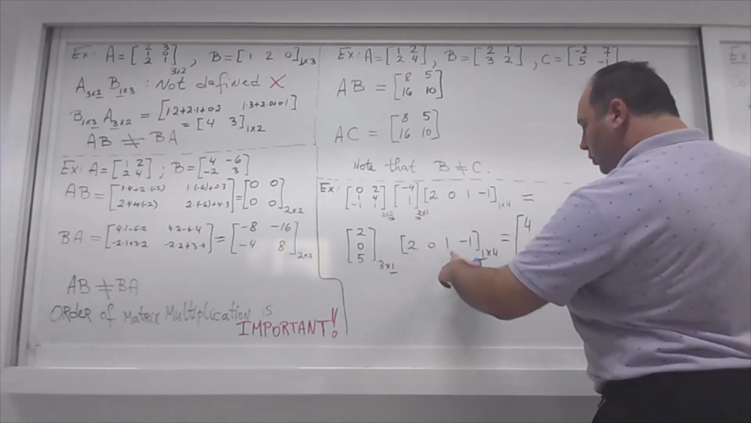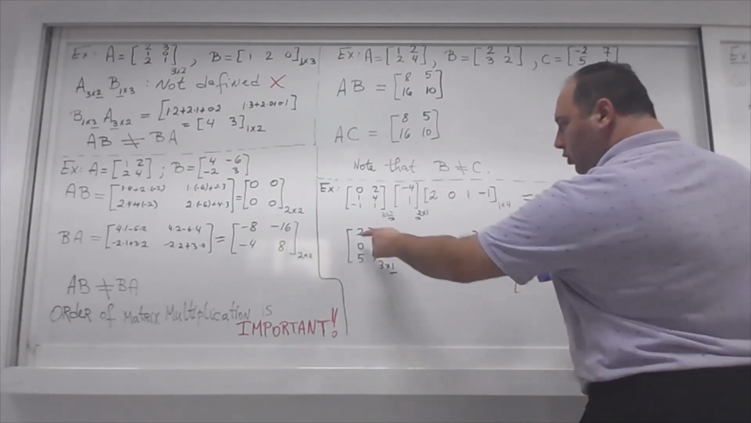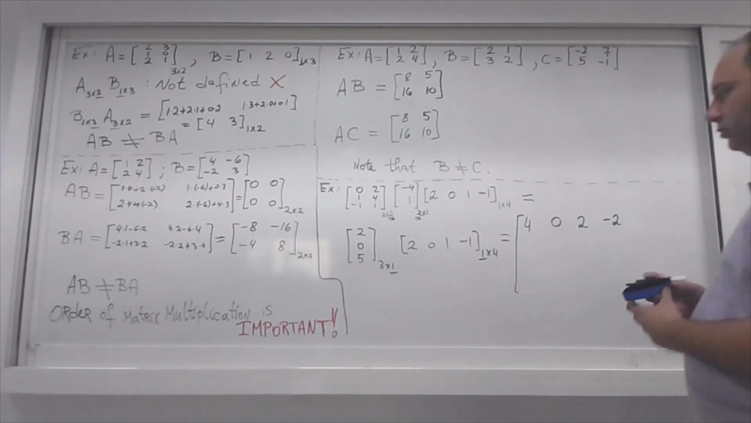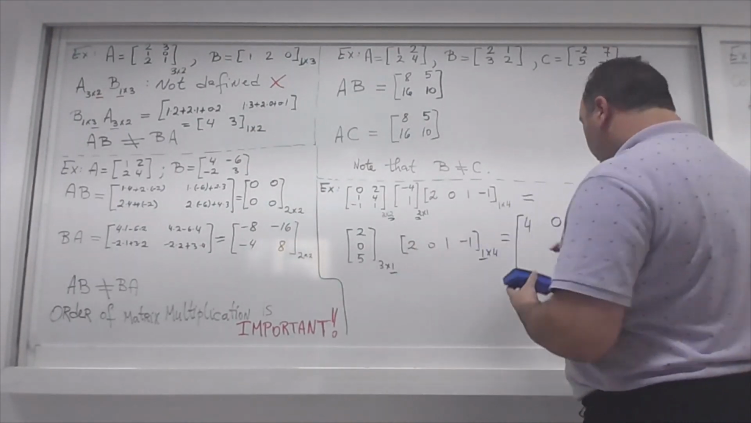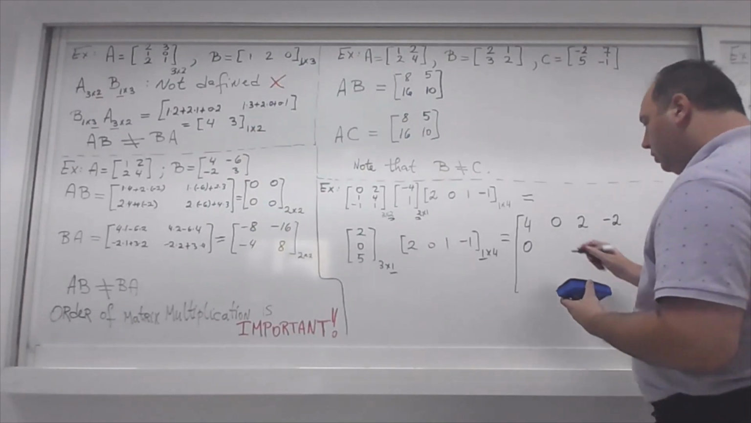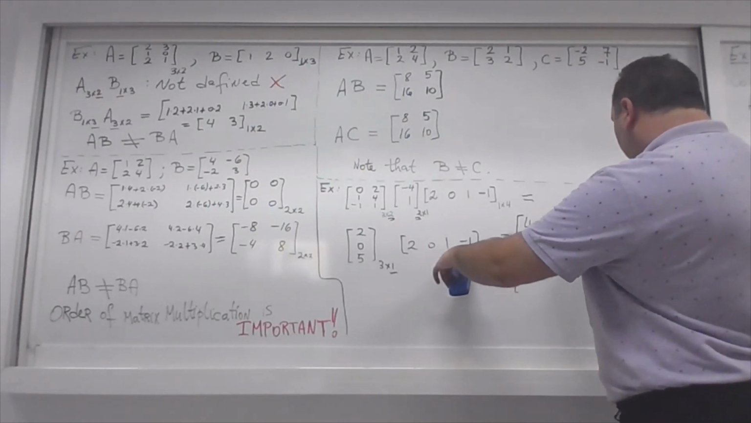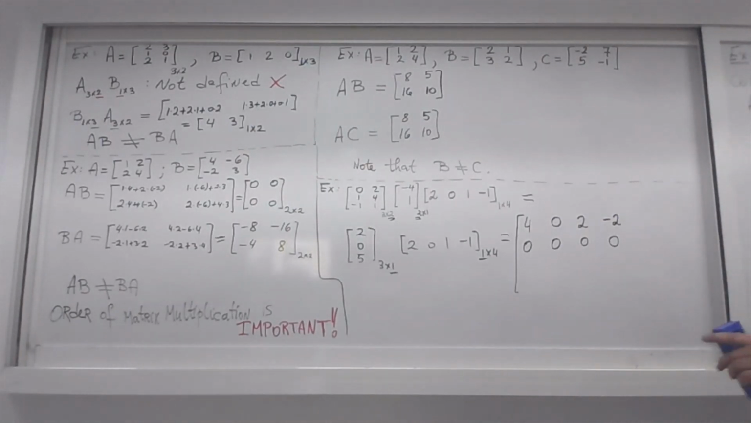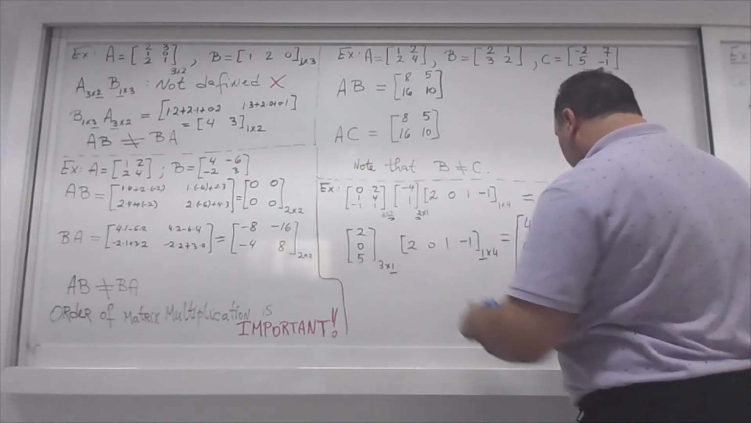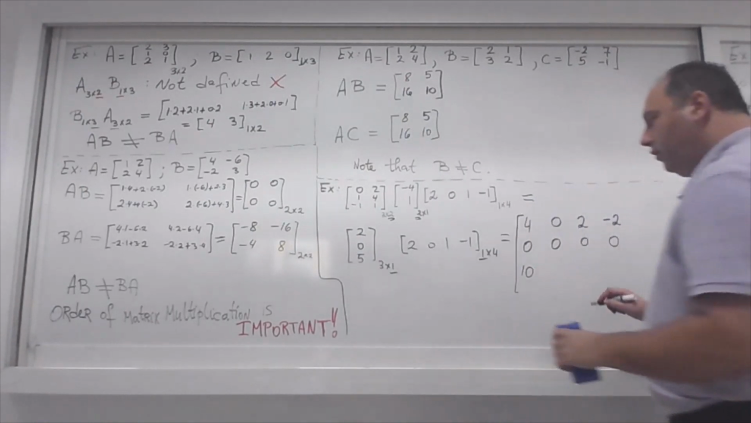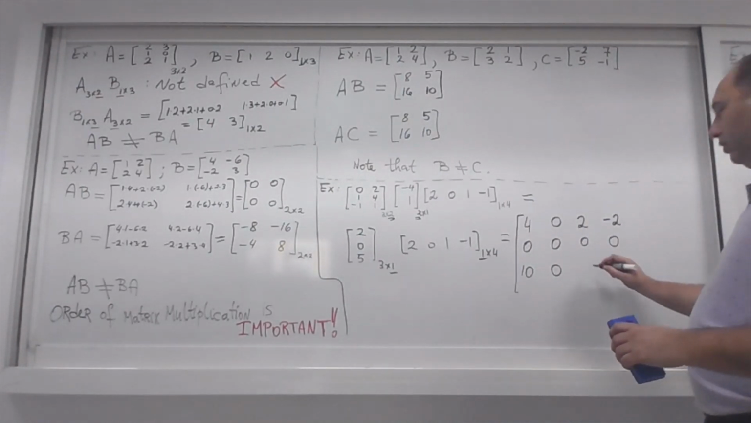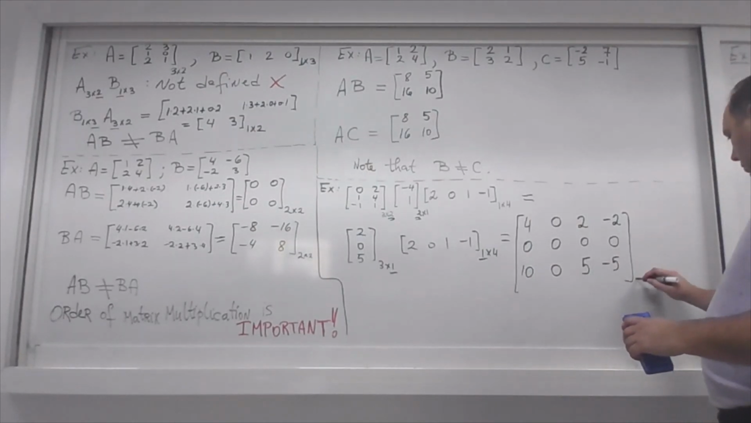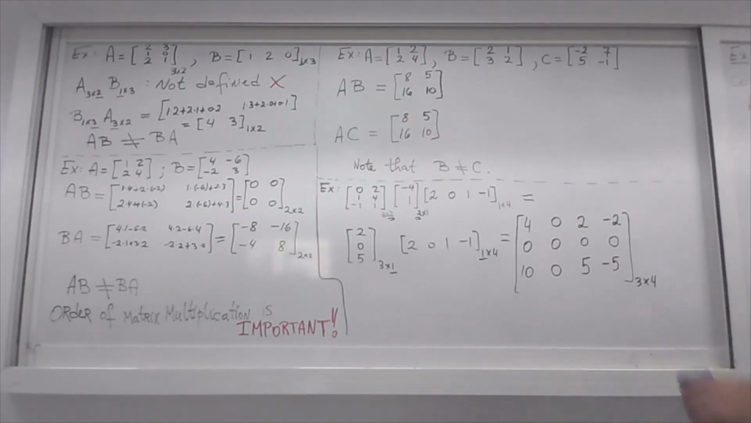0. 2 times 1 is 2. 2 times minus 1, minus 2. And 0 times 2 is 0. 0 times 0 is 0. 0 times 1 is 0. 0 times minus 1 is 0. Last one, 5 times 2 is 10. 5 times 0 is 0. 5, minus 5. This is a 3 by 4 matrix.